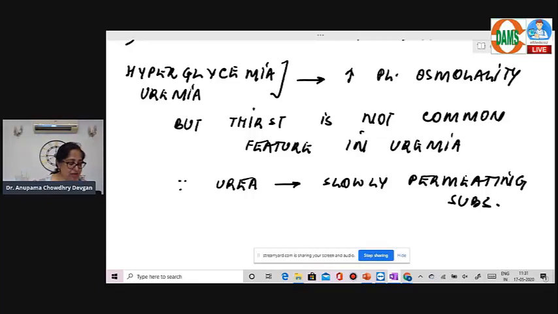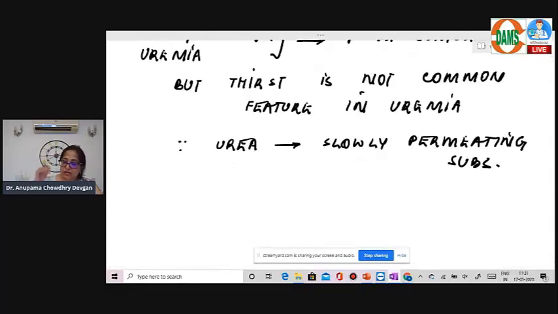Oh God, so many doubts. Urea crosses membranes, hence osmoreceptors are not stimulated. Anup John is absolutely right. It diffuses, no change in osmolality. Yes, okay. Okay, fine. Now, this is as far as your slowly permeating substances.